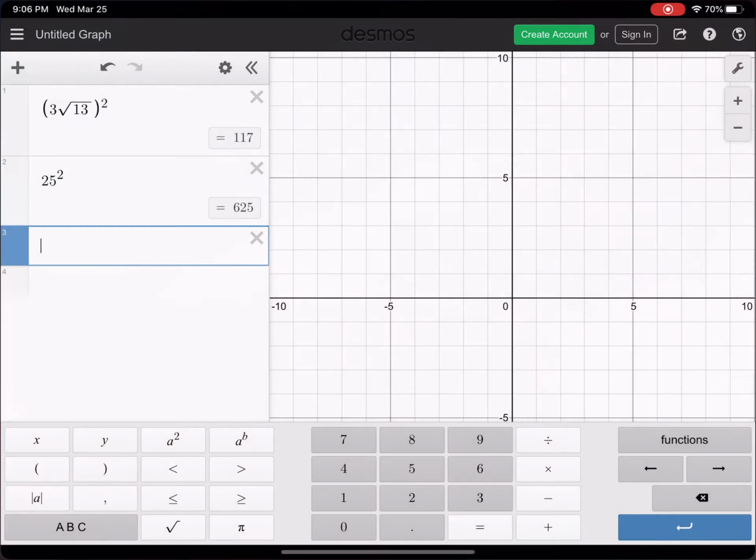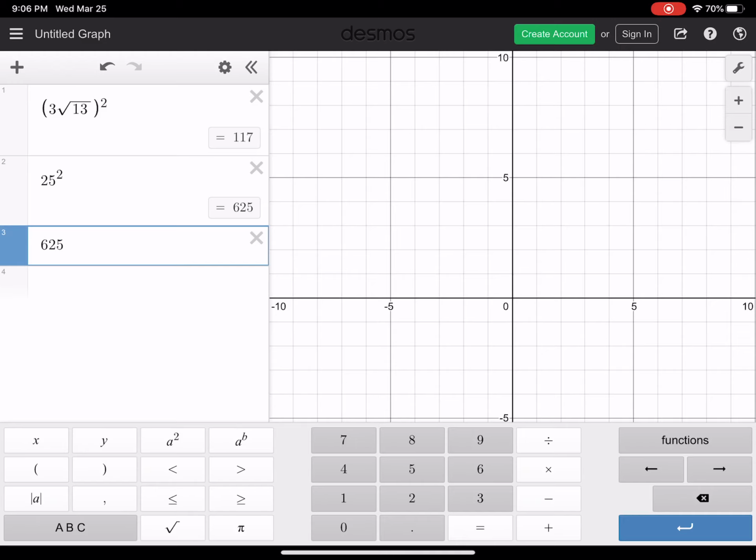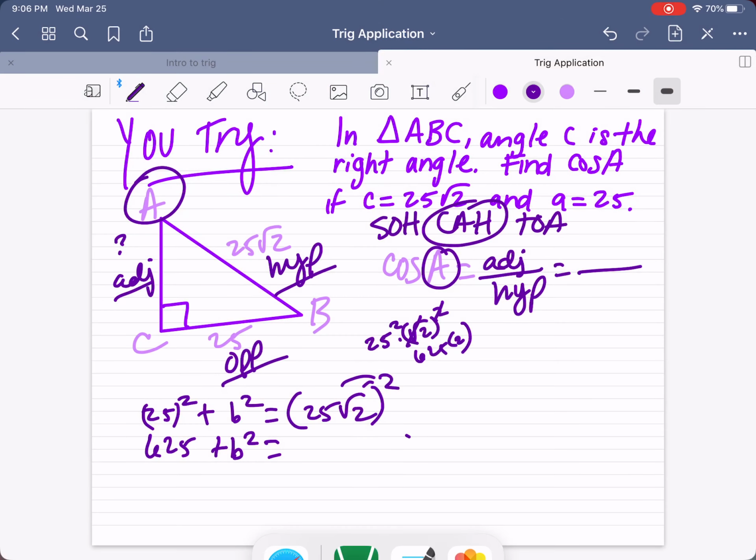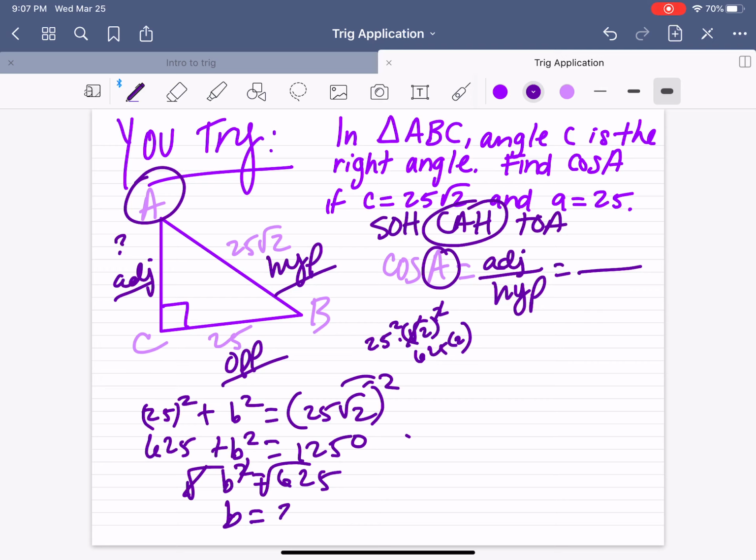let's check on the calculator, 1,250. So now subtract 625 from both sides. That leaves you with b squared equals 625. Take the square root of both sides, and b equals 25.